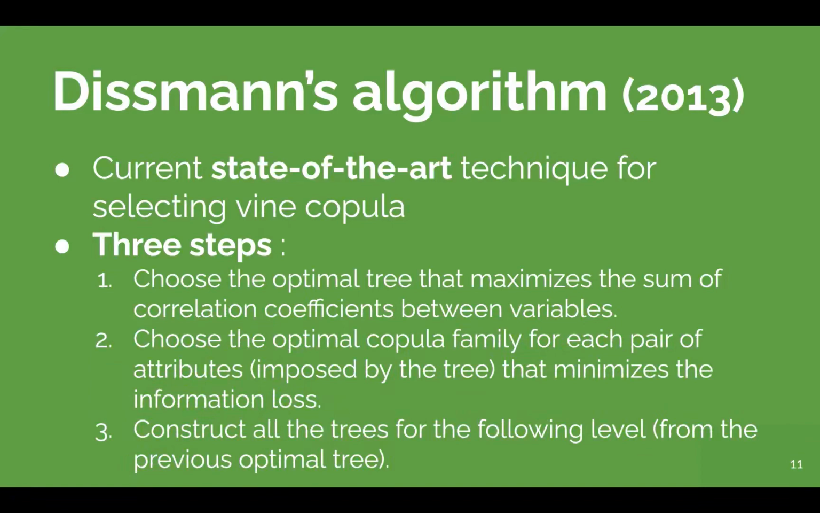The pair is imposed by the tree that minimizes the information loss. Then construct all the trees for the following level from the previous optimal tree. And then go back to step 1 until no tree can be constructed.